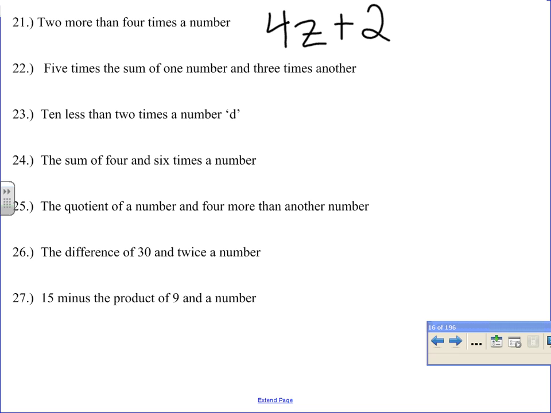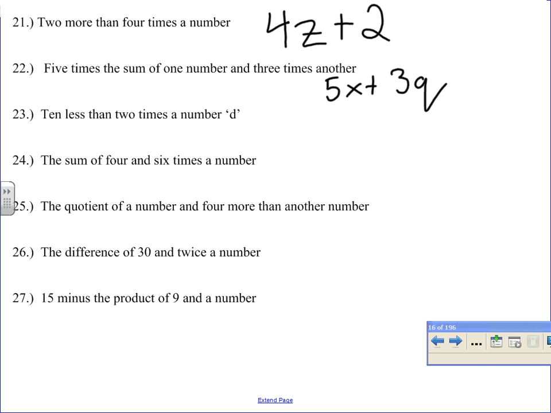Okay, how about this one? 5 times the sum of one number and 3 times another. So 5, that's number 22. 5 times the sum of one number and 3 times another. This one's tricky. Zach, you want to take a try? Good job. Perfect. You can use any variable.